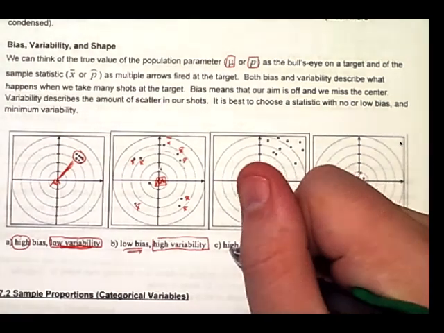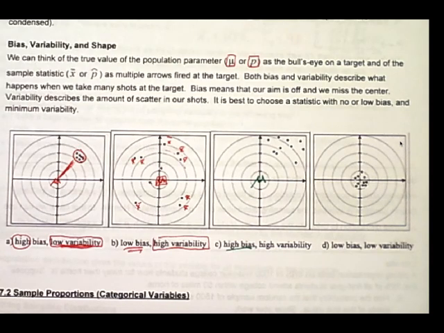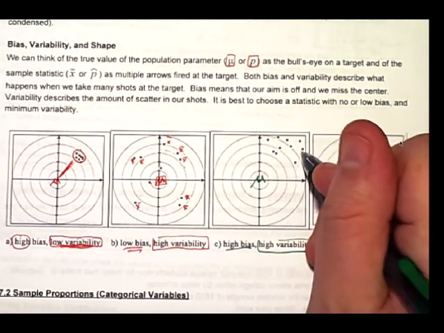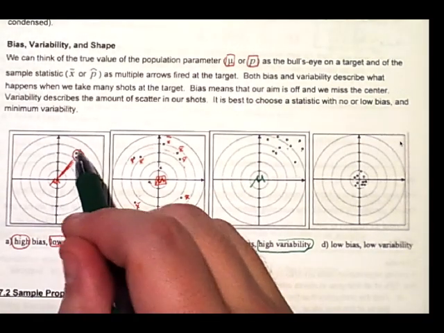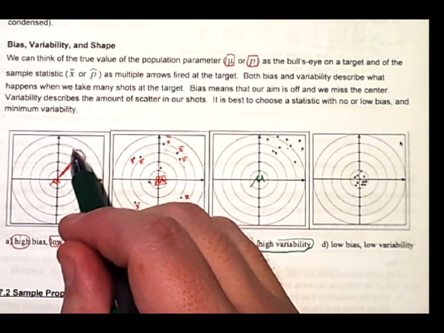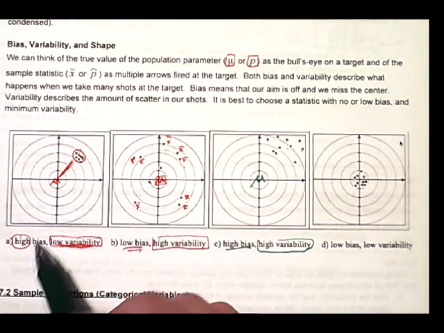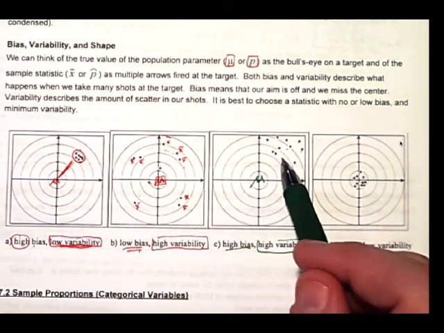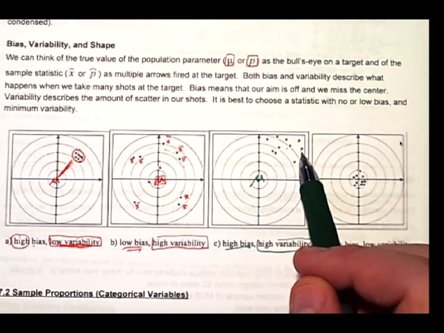So that's why we have high bias, meaning we're off target. We also have high variability here because our dots are not that close together, at least not as much as here. A is better than C because even though we have high bias, at least we're consistent. So here we're off target and we lack consistency. It's the worst of both.